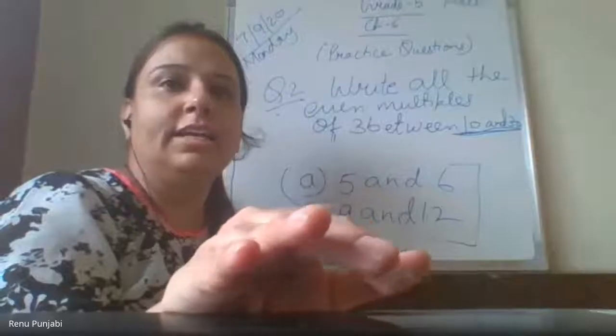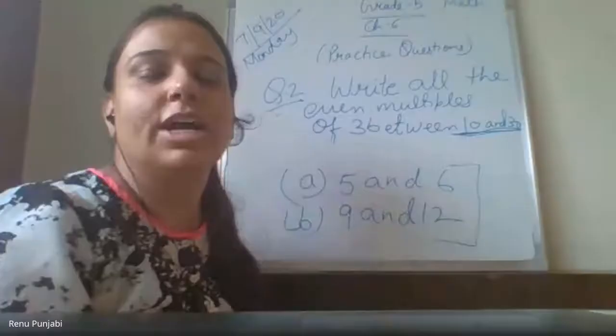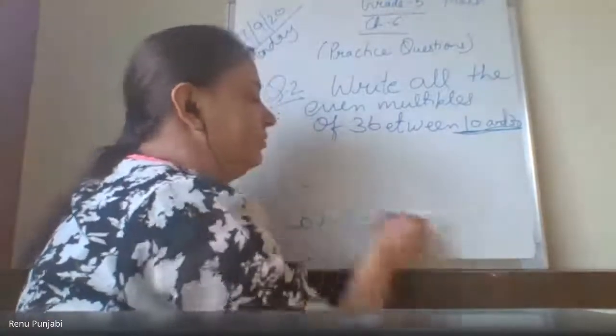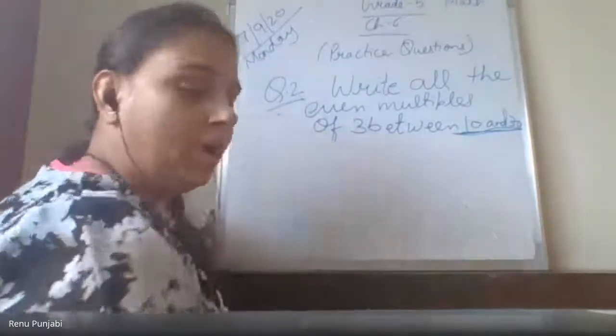Which child is saying didn't understand? Ma'am, Vishang. Yes, Vishang, tell me. I didn't understand the even multiples of 3 between 10 and 30. Okay, I will explain to you how to find the even multiples and how to find the odd multiples.